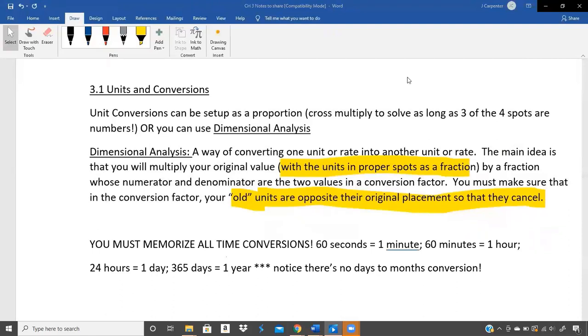Because how many days are in a month? Well, January's got 31, February's got 28 or 29, March has got 31, April's got 30, et cetera, et cetera, et cetera. So there's no consistent answer. So we should not be using the days in a month to convert to months because there's absolutely no consistency. So these are the ones that you'd have to memorize. And I will guarantee you'll see one on the midterm.